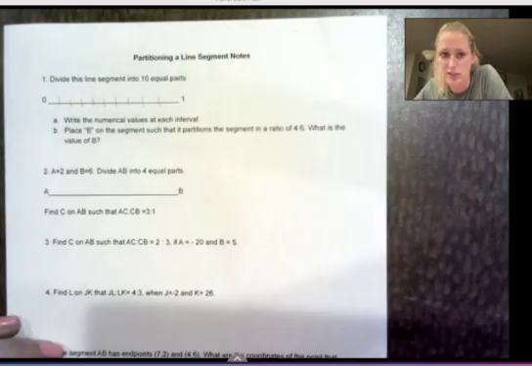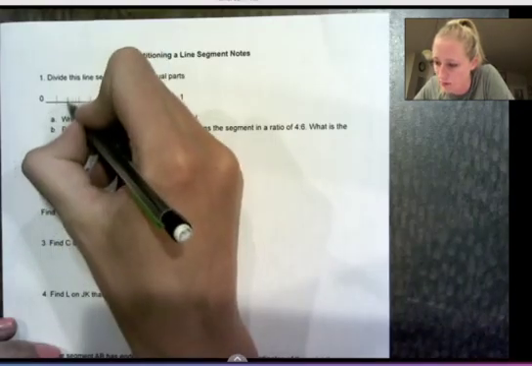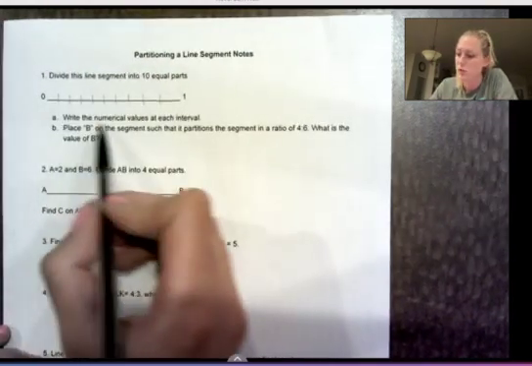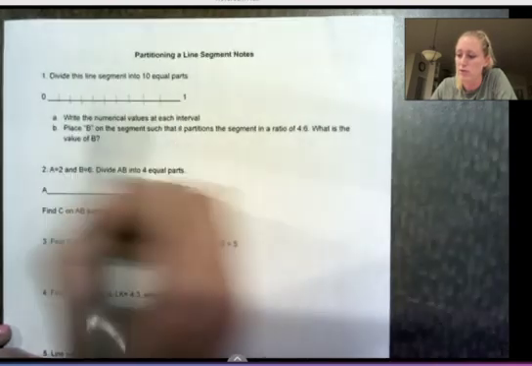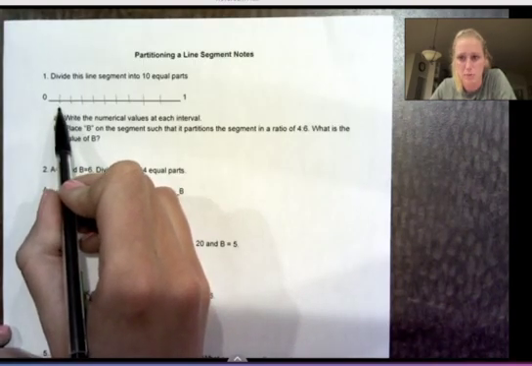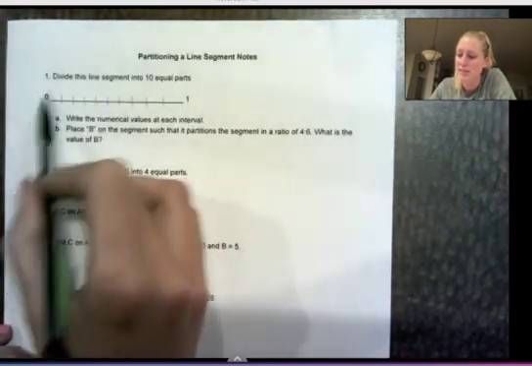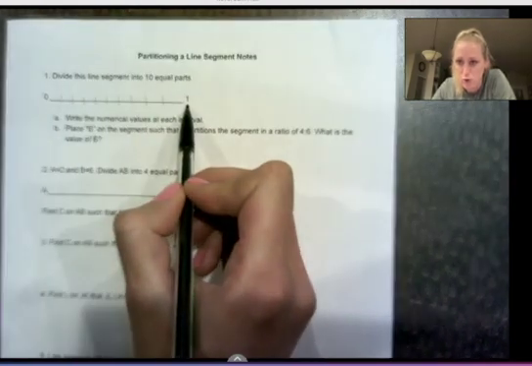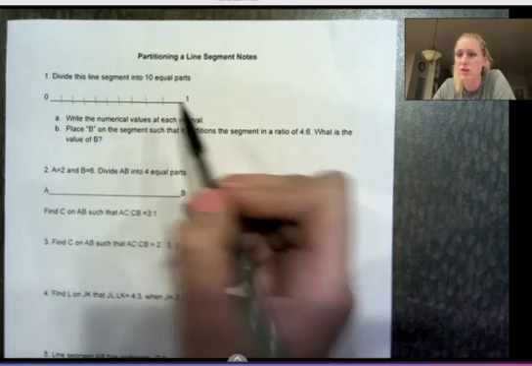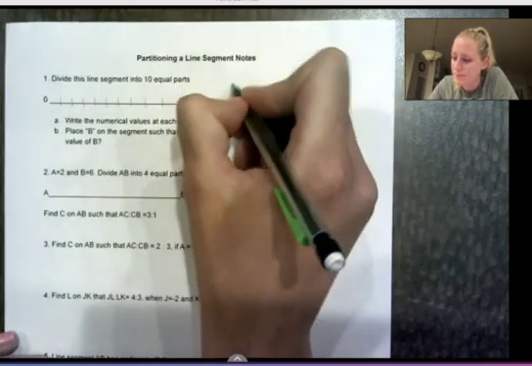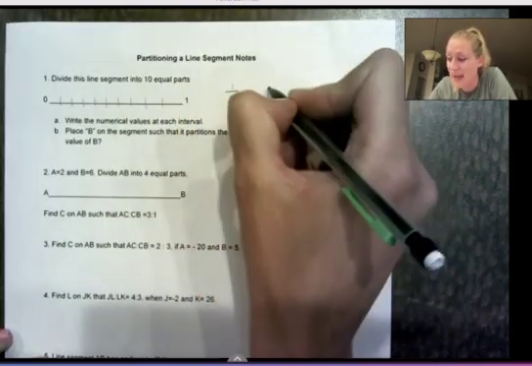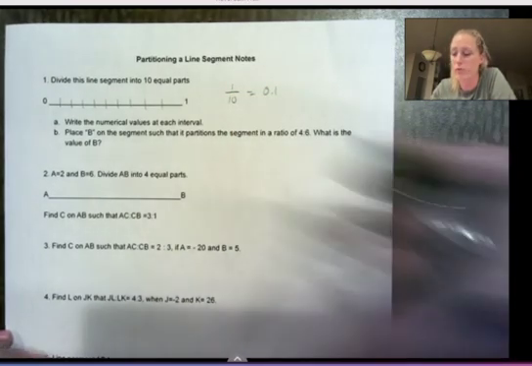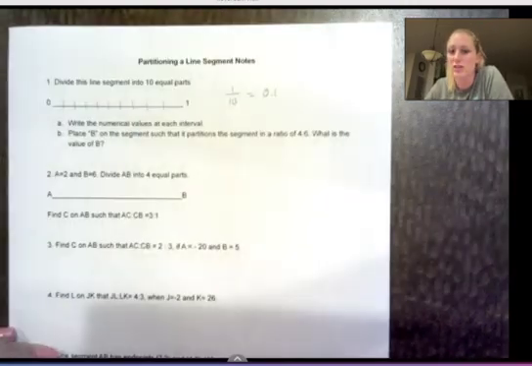Okay, so I got a little bigger as I went. Mine's not perfect, so hopefully you guys can do better than me. Okay, so what we're going to try and do is we want to write the numerical values at each interval. So if I were to put a number at this tick mark, what would it be? Well, I basically just divided, right? If you think about dividing 1, the number 1, into 10 equal parts, dividing 1 by 10 is equal to 1/10 or 0.1.